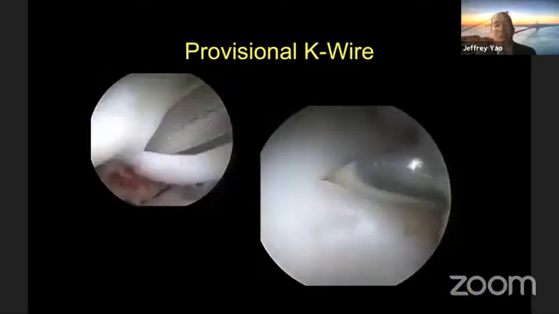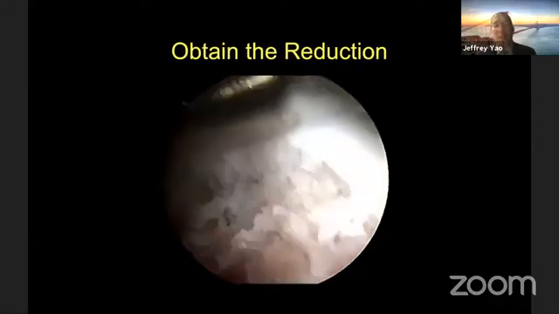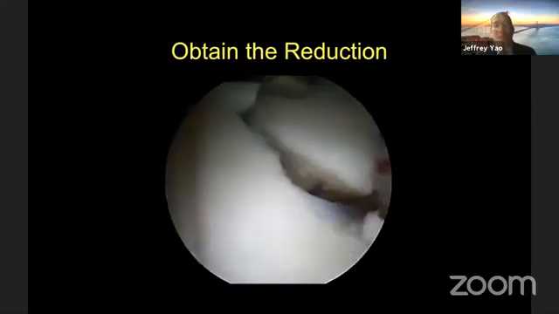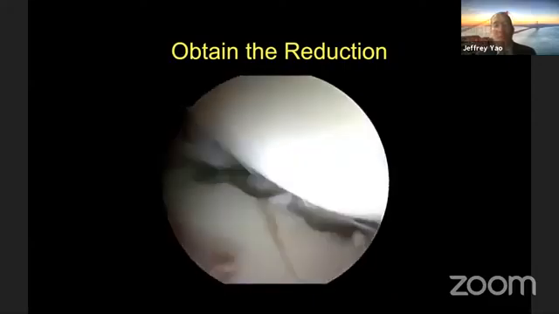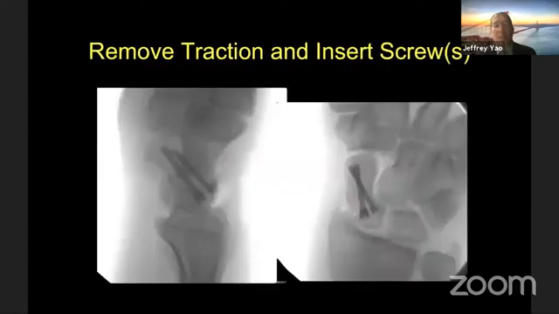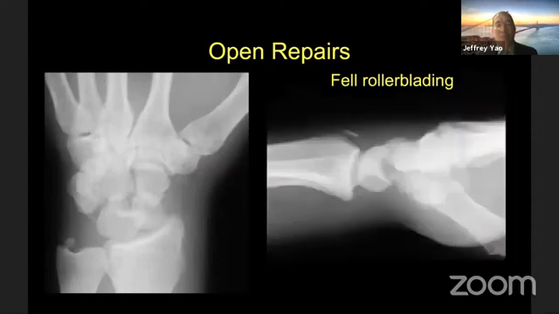We put a K-wire provisionally in the proximal pole, and then once the K-wire is in the appropriate position, we reduce the proximal pole to the distal pole arthroscopically. Once it's adequately reduced, then we can advance the guide wires across. Here, in this case, I used two screws to fix this fracture, but you can certainly just get away with one. And here's the patient 3 months post-op.